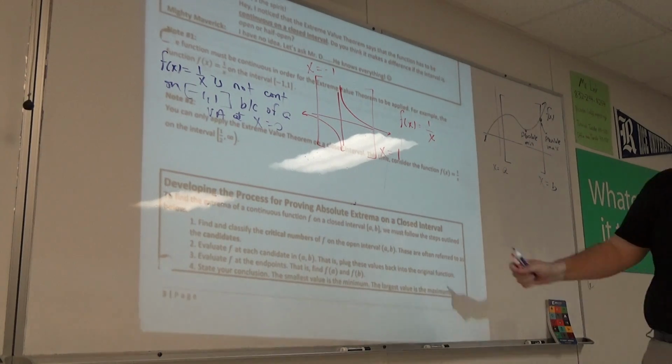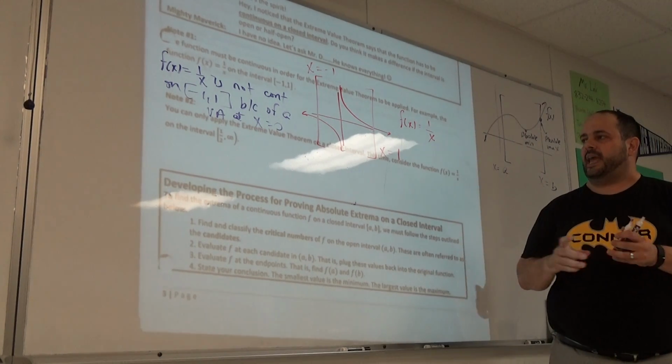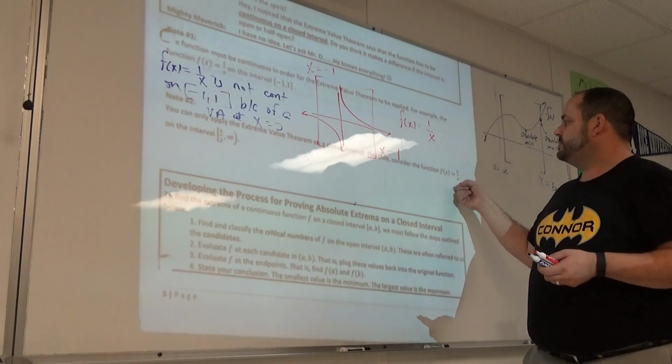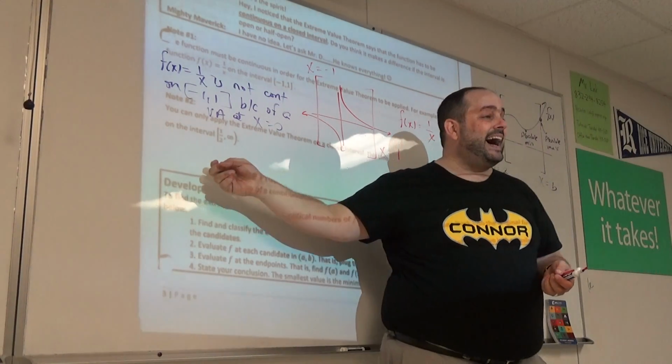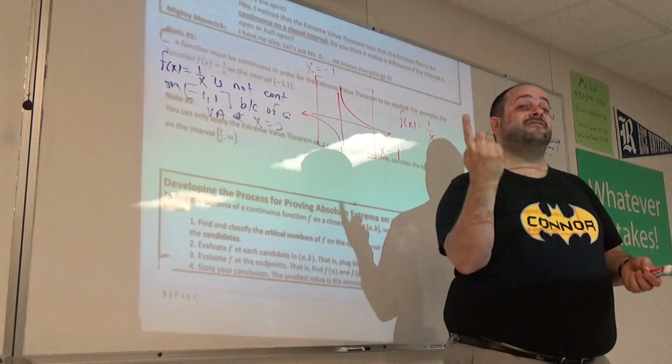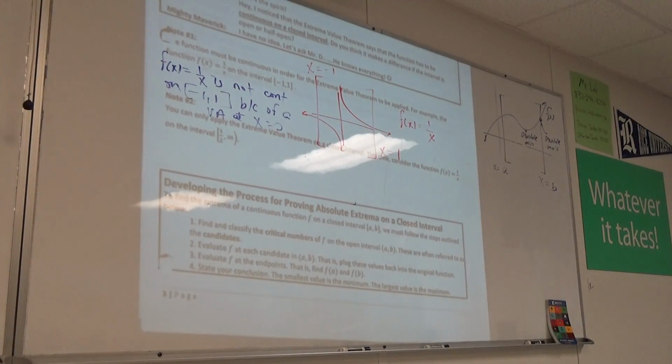Okay? So the second one, I want to know, can you apply the extreme value theorem to the function 1 over x on this interval 1/2 to infinity? Have that conversation. F of x equals 1 over x on the interval 1/2 to infinity. Do we get the EVT?